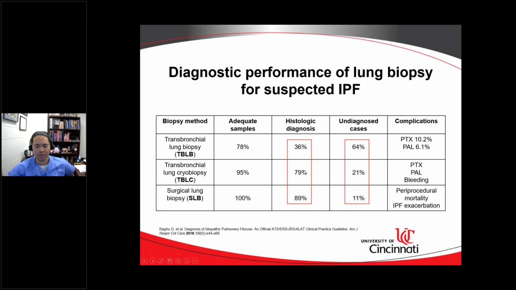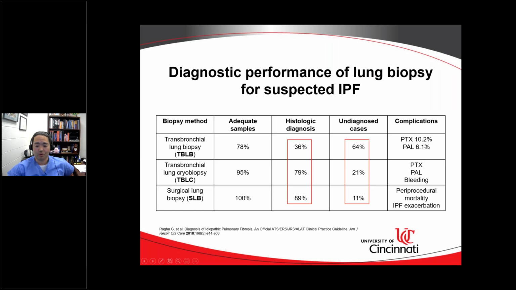Around 2018, it was estimated based on the available data for cryobiopsies that the histologic diagnosis was 79% or 80%, and undiagnosed cases were 20%. Just following logic, a logical approach, as the biopsies get bigger, you have a better diagnostic yield.